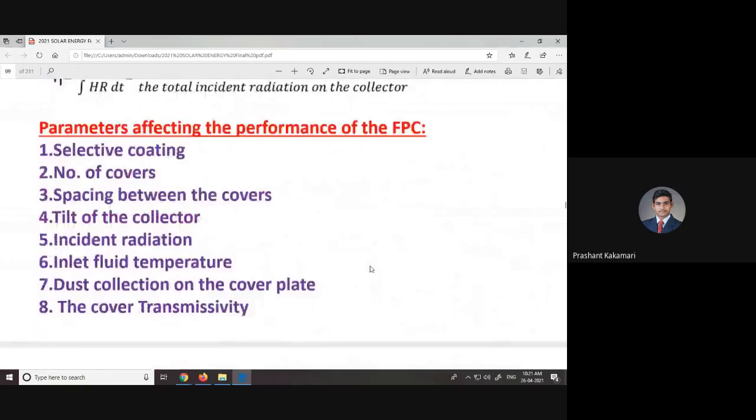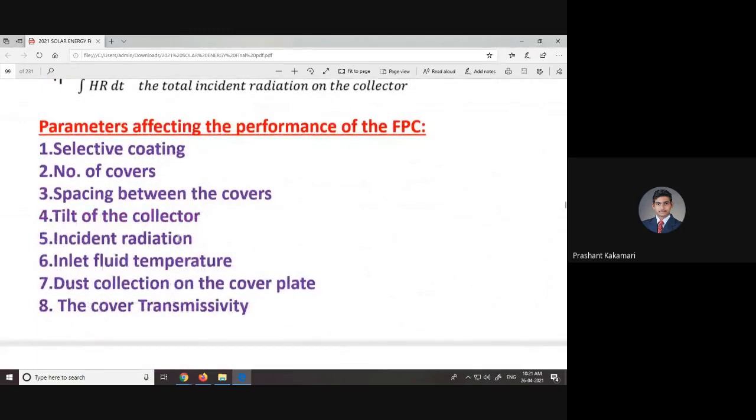This question can be asked in internal tests for 6.5 marks or 10 marks, and in the exam it can be asked for 12 to 14 or 16 marks. So this is a very important question: parameters affecting the performance of a flat plate collector.